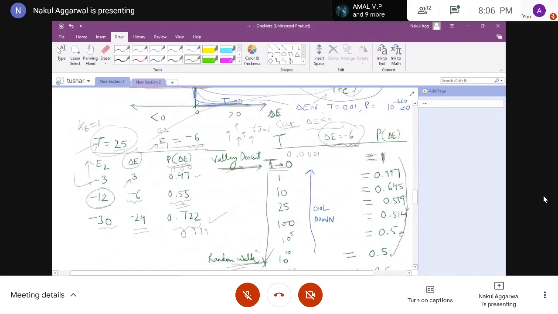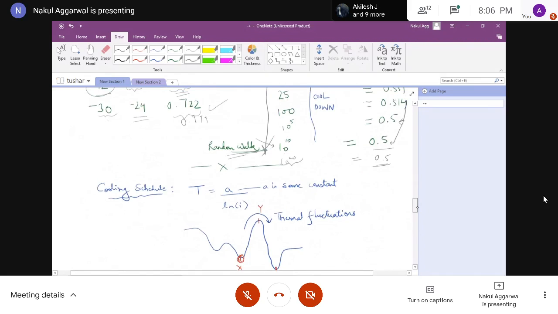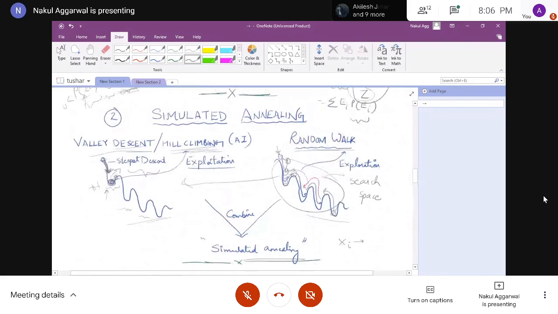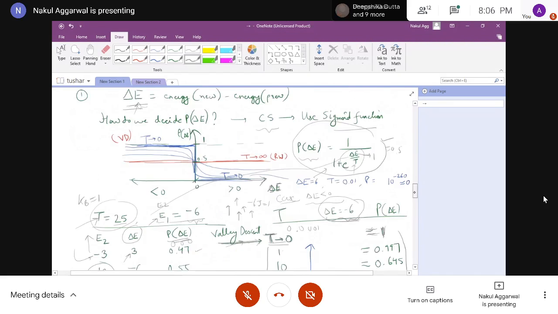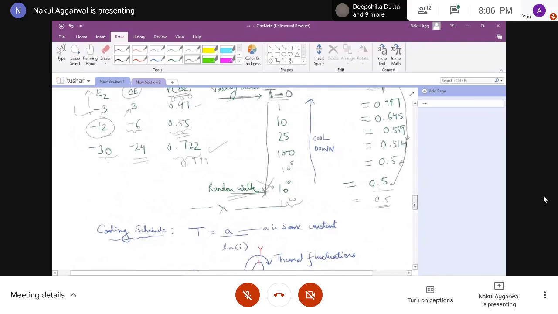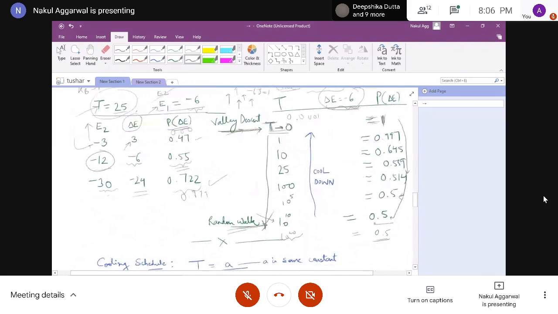And at higher temperatures, why does a probability of 0.5 correspond to random walk? Because what happened in random walk was you start somewhere, you randomly choose a neighbor. So either you go there or you don't go there. So there's a probability of 0.5. So at higher temperatures, you are in a probability of 0.5. Now this will be our cooling schedule for annealing.